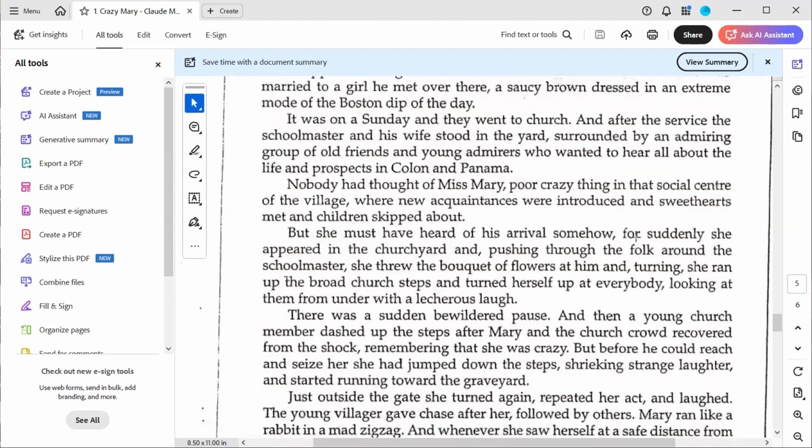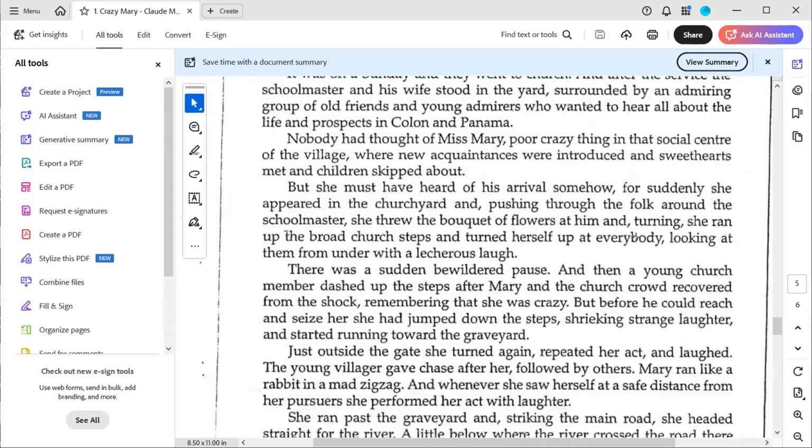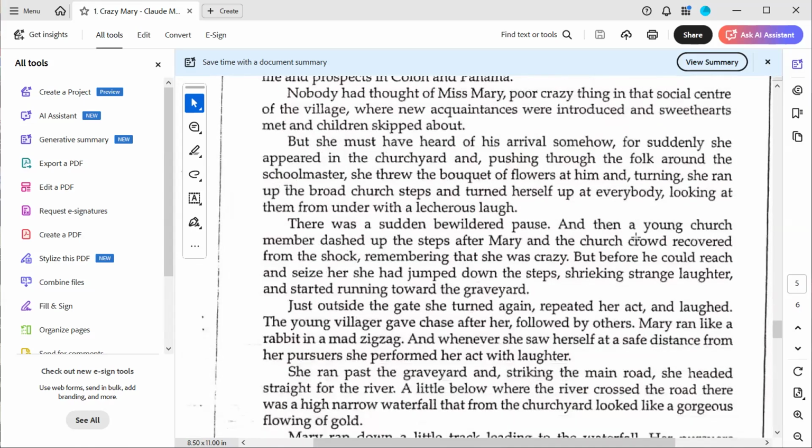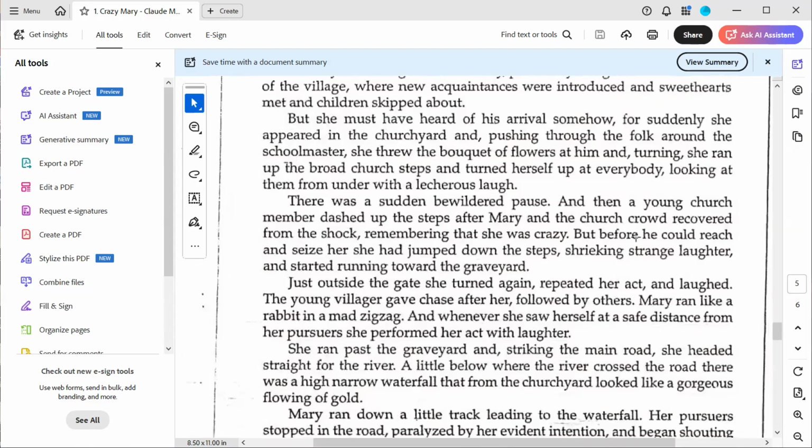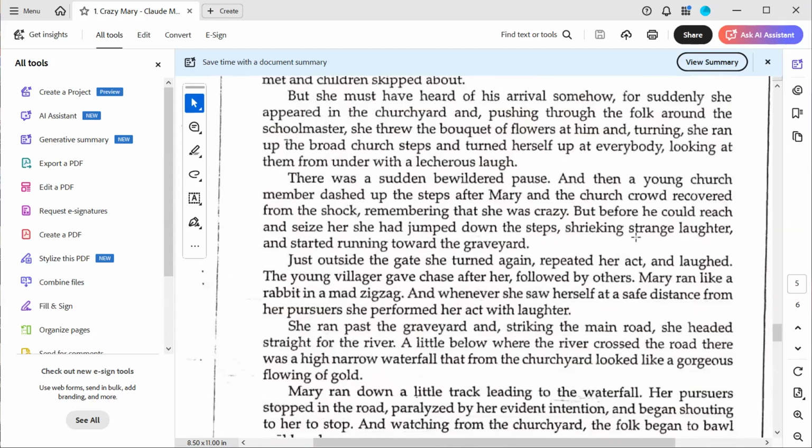All that is not important right now. She saw the schoolmaster. Clearly, she had been involved with him at one point, and she must have heard of his arrival somehow, for suddenly she appeared in the churchyard and, pushing through the folk around the schoolmaster, she threw the bouquet of flowers at him. And turning, she ran up the broad church steps and turned herself up at everyone, looking at them from under with a lecherous laugh. So this is really the beginning of the story.